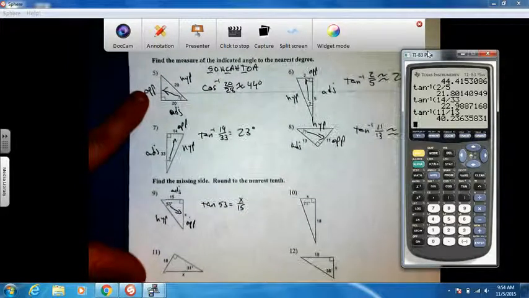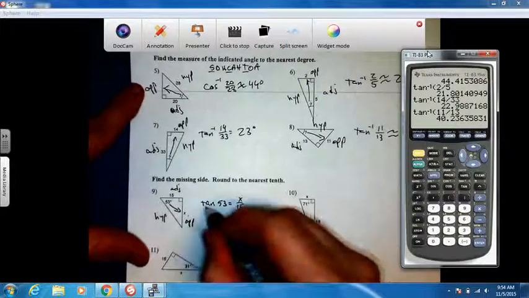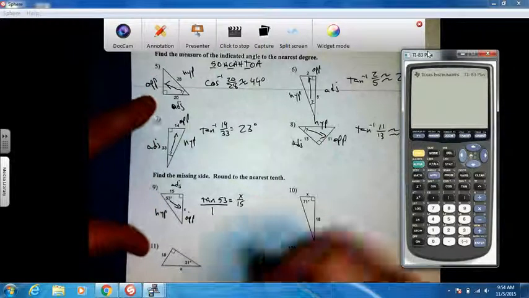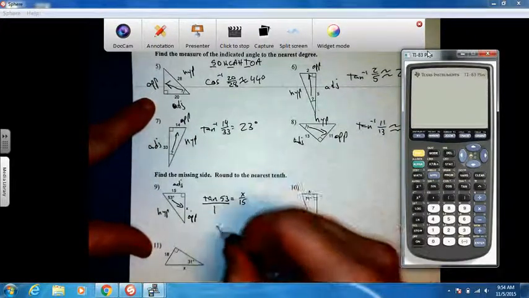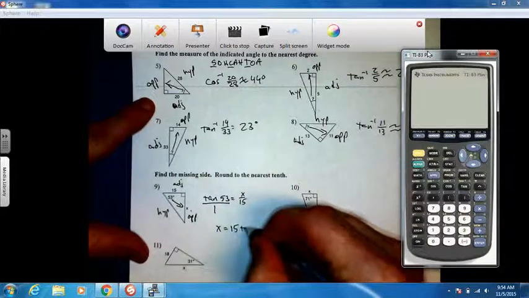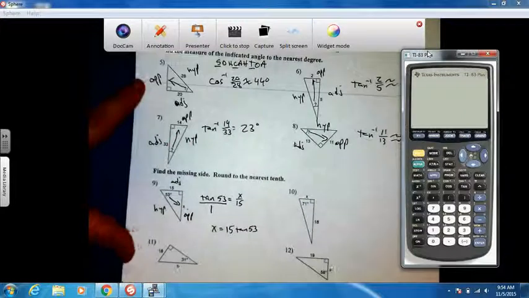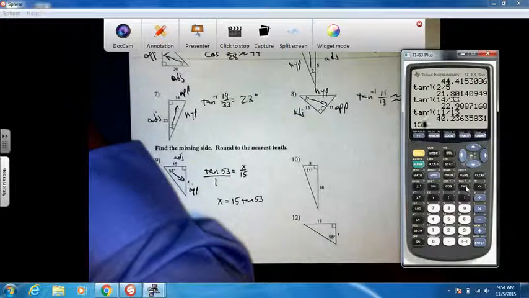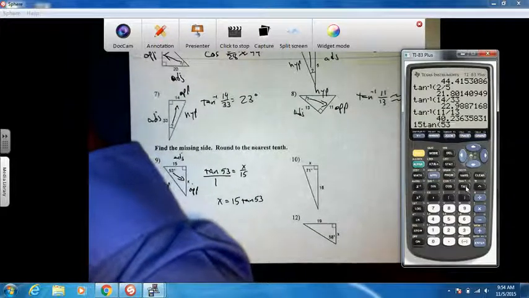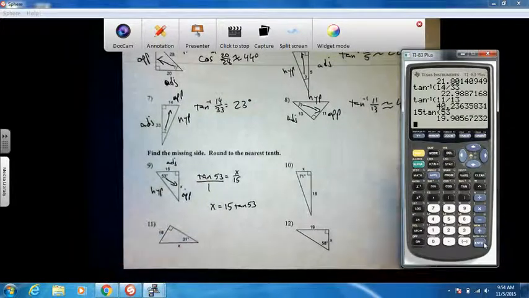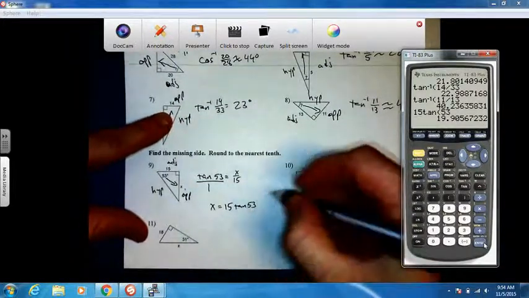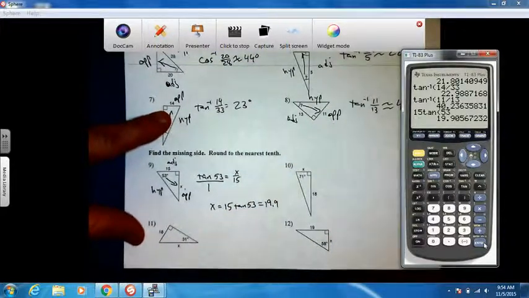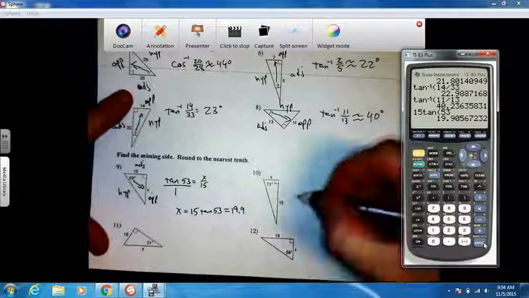Now, this can be somewhat yucky. So what I'm going to do is make this a proportion. Put that over 1. Now I'm just going to cross multiply and divide. So, x equals 15 times the tangent of 53. So I'm going to type that into my calculator exactly as I see it. So, 15 tangent 53. So that means that x is 19.9. Pretty simple.